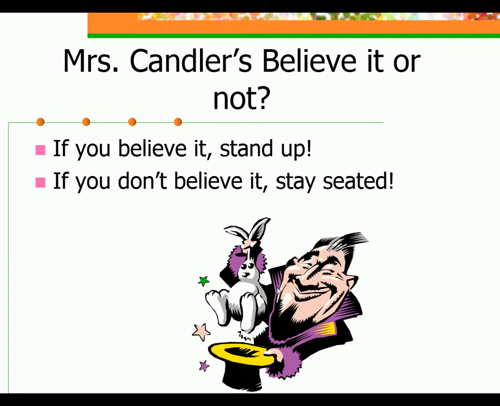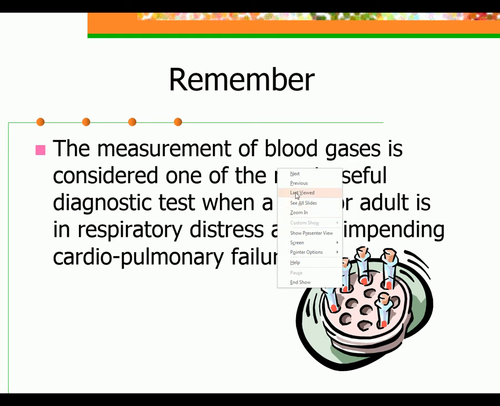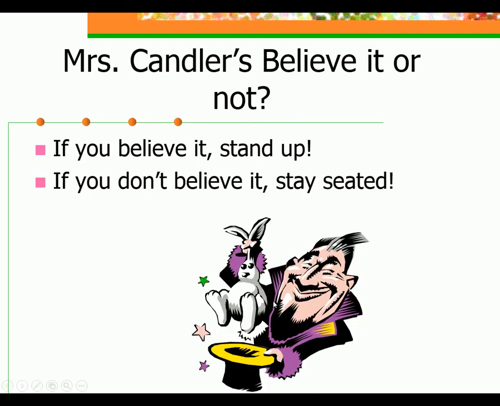Here we go. Number 1. Normal pulmonary function requires a balanced relationship among the respiratory, the cardiovascular, the nervous, and renal systems. True or false? The answer to that was true. You should be in the standing position.